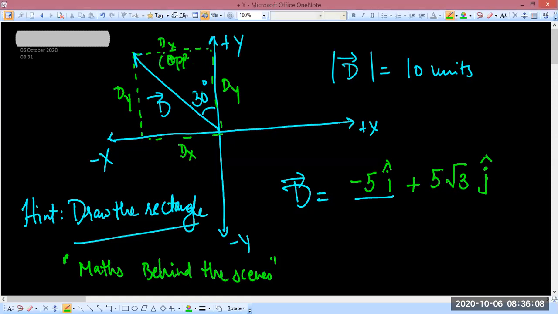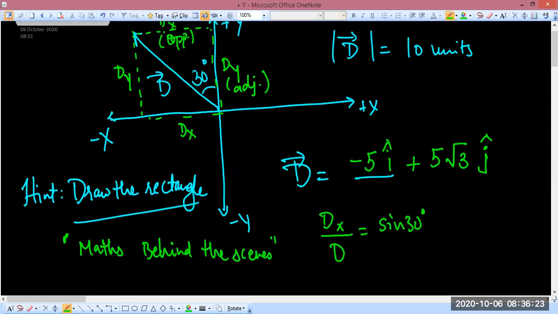This is clearly opposite of 30, and this is clearly adjacent of 30. So now dx upon d is equal to sine 30. Opposite upon adjacent. That's why dx is equal to 10 into 1 by 2, right? D is 10 into 1 by 2, so 5.